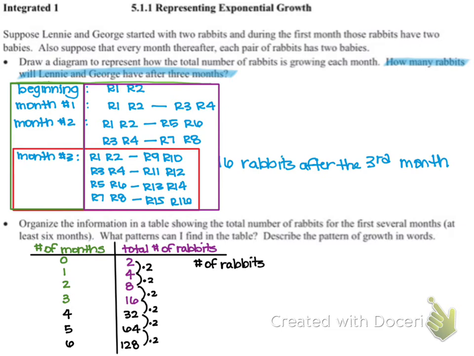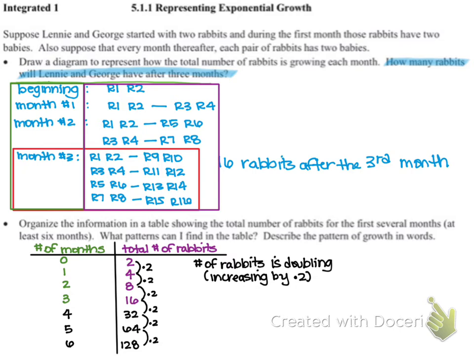Number of rabbits is doubling or increasing by times 2. Describe the pattern of growth in words. All right, there we go. So we found the pattern. Looks like it's multiplied by 2, and the number of rabbits is doubling each month.